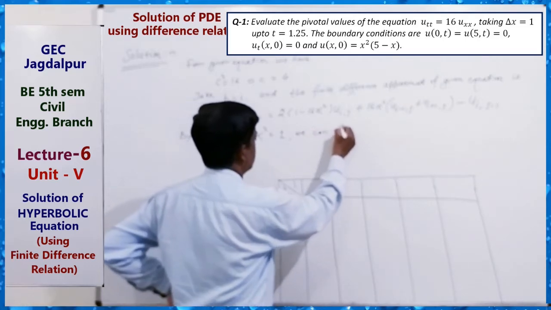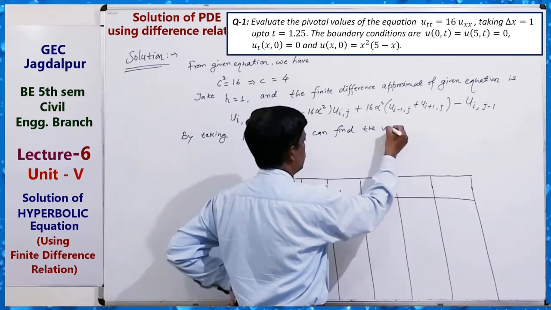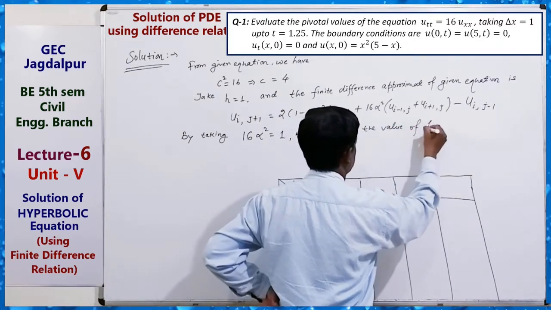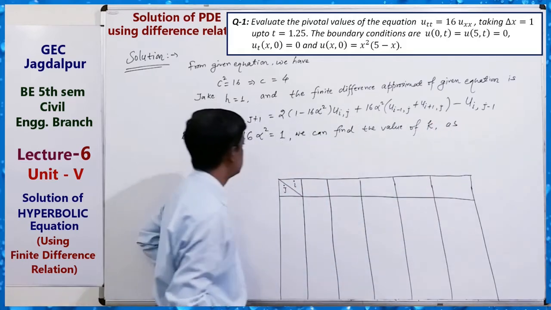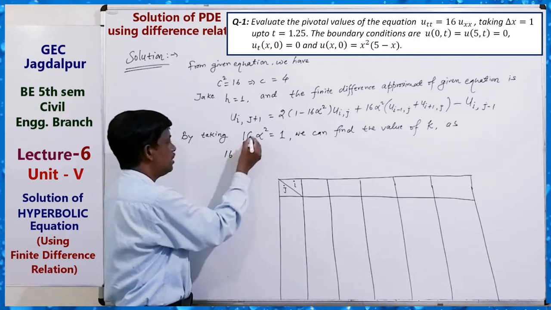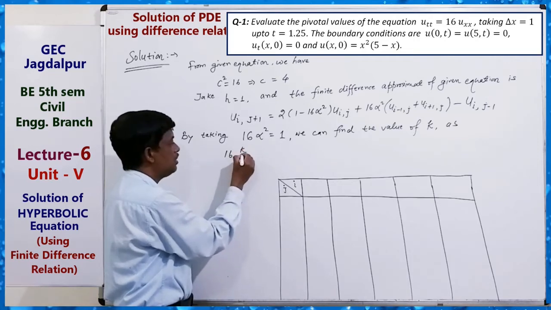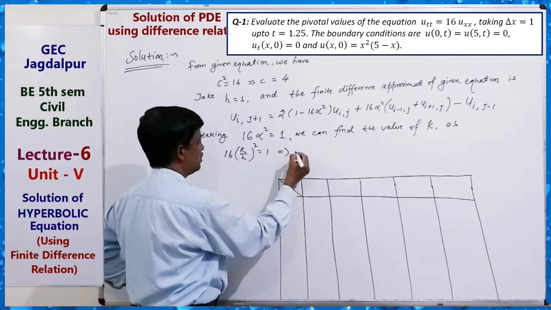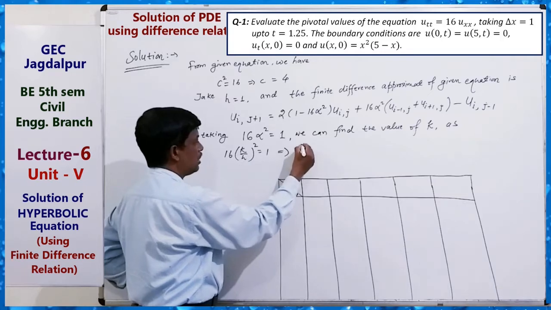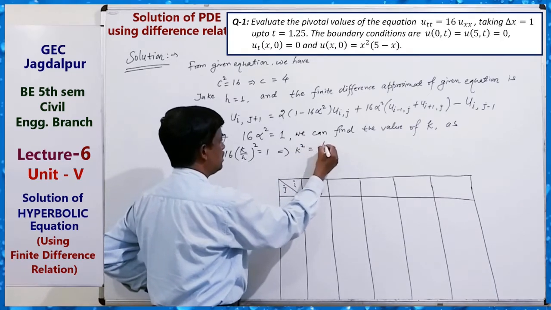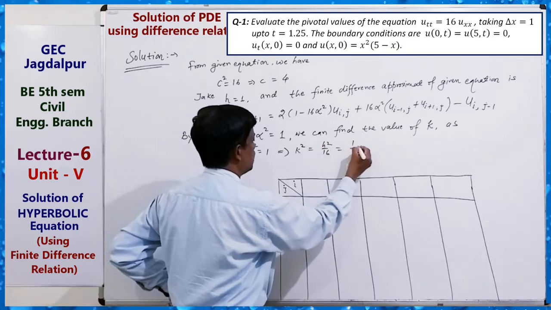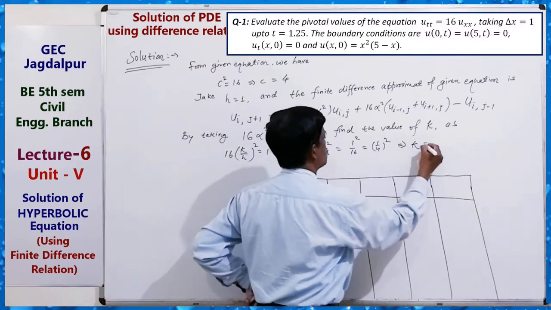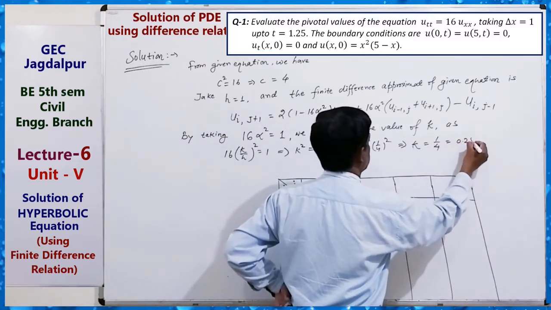We can find the value of k. As we know, 16 alpha square, alpha equals k by h square, equals 1, implies k square equals h square by 16, 1 square by 16, 1 by 4 square, implies k equals 1 by 4, equals 0.25.